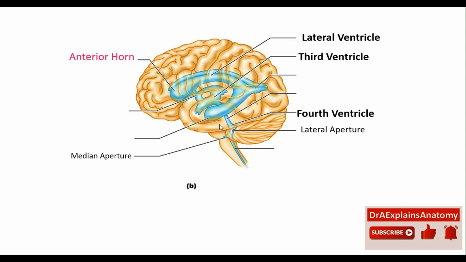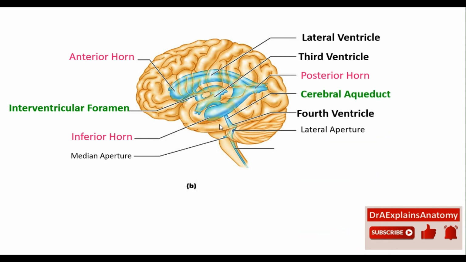This right here is the anterior horn of the lateral ventricle. This is the posterior horn, and this is the inferior horn. The lateral ventricle is connected to the third ventricle via the interventricular foramen. And this right here is the cerebral aqueduct.